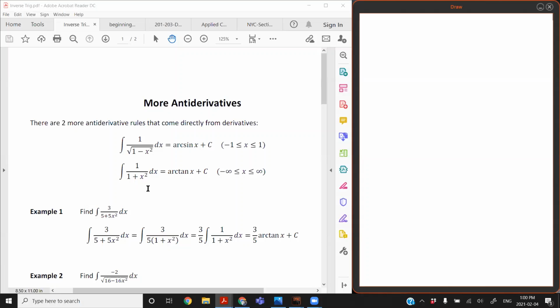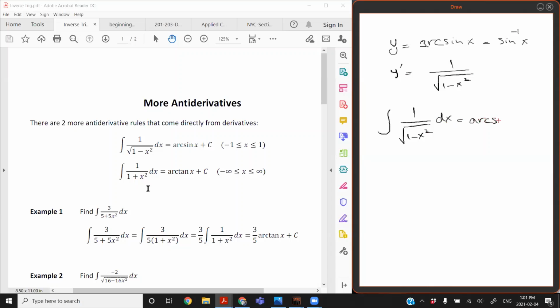So you should remember from Cal 1 that the derivative of arc sine x, which can also be denoted by sine inverse of x, is 1 over root 1 minus x squared. So automatically, the antiderivative of 1 over root 1 minus x squared dx is going to be arc sine of x plus c.